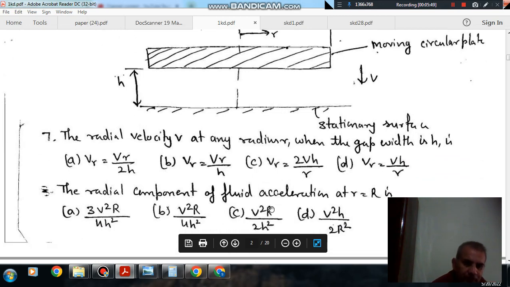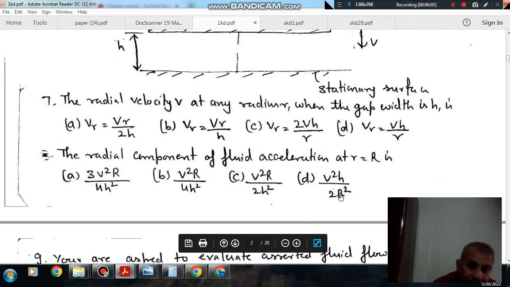Question number 8. The radial component of fluid acceleration at r = R is: option A, 3V²R/4h²; option B, V²R/4h²; option C, V²R/2h²; option D, V²h/2R².